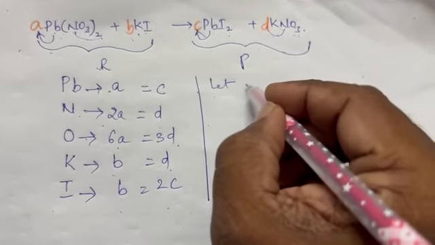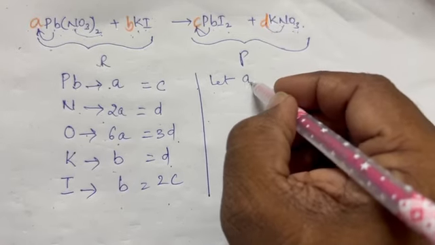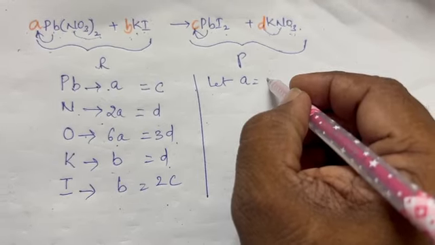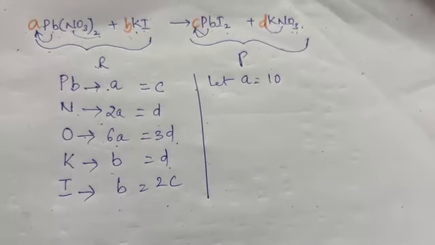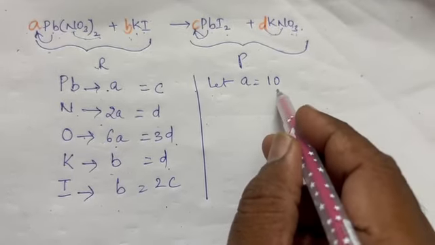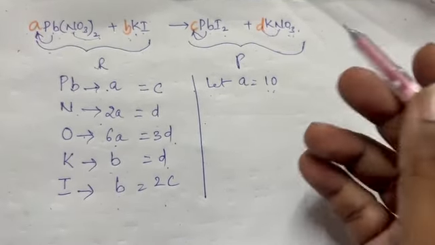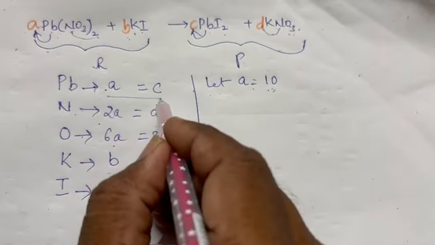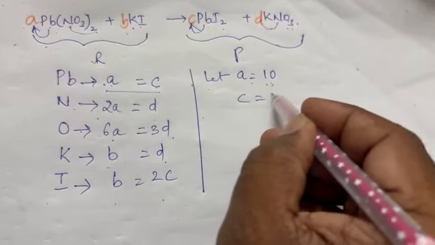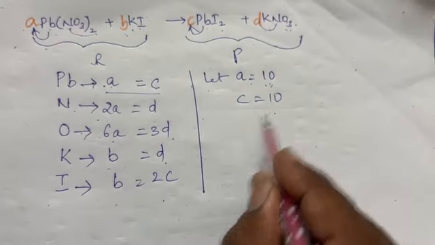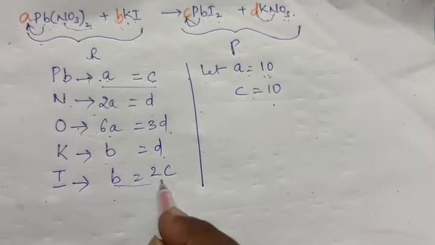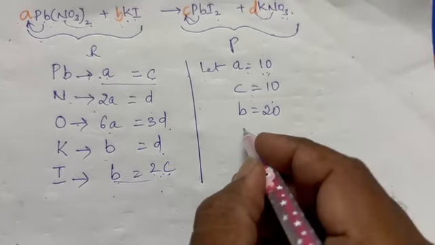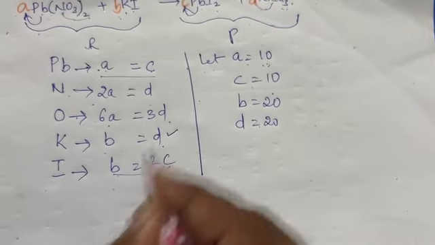Now let us go with substitution. Please be careful: A is equal to, we will take 10. According to the algebraic method, the suggestion I gave you is to assume the A value as 10 or 20 or 30, a whole number. So when you take A equal to 10, look at the first one: A is equal to 10, then C also will be equal to 10. When C is equal to 10, then B is 2 into 10, 20. So B is equal to 20. When B is equal to 20, then D also will be equal to 20 from this one. Am I right or not?